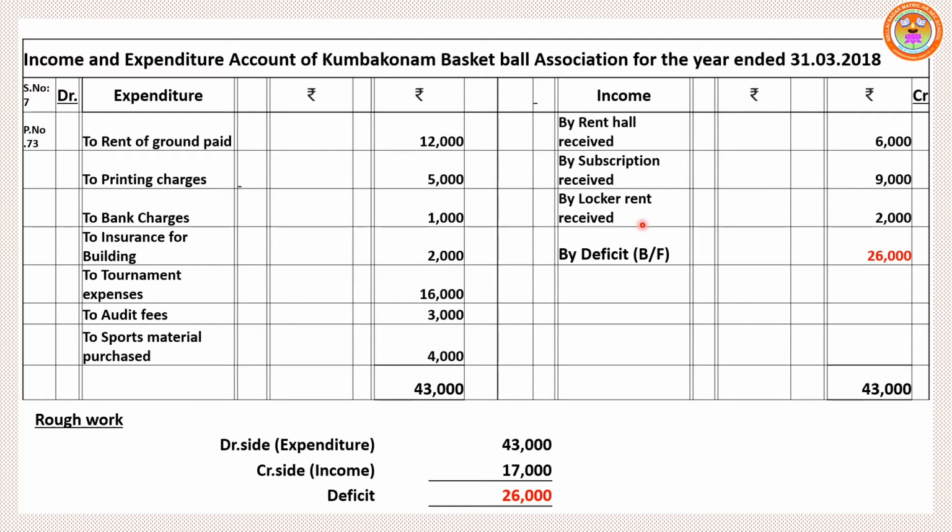Then move on to the receipt side. Opening cash balance and bank balance should be omitted. Rent of hall received, then subscriptions received. Life membership fees should be omitted because it is a capital receipt.